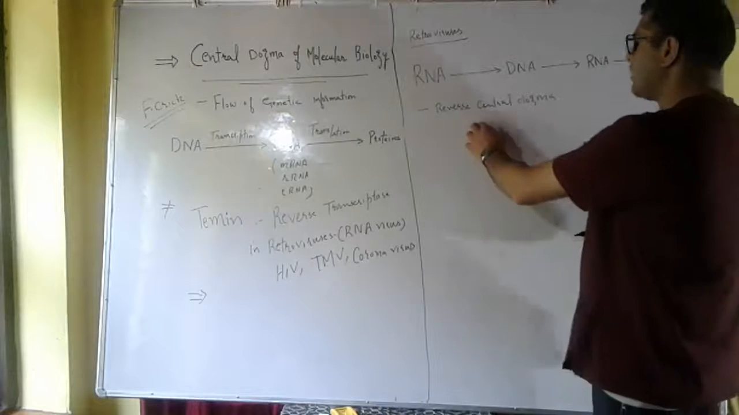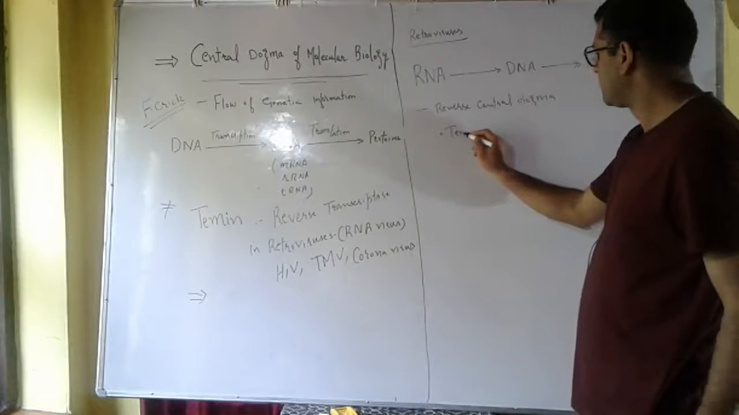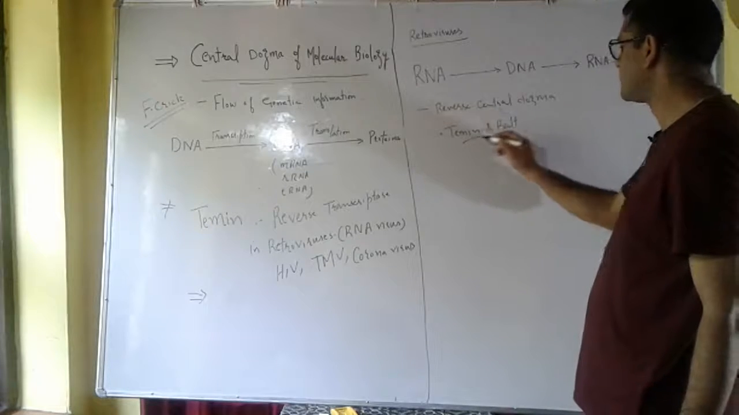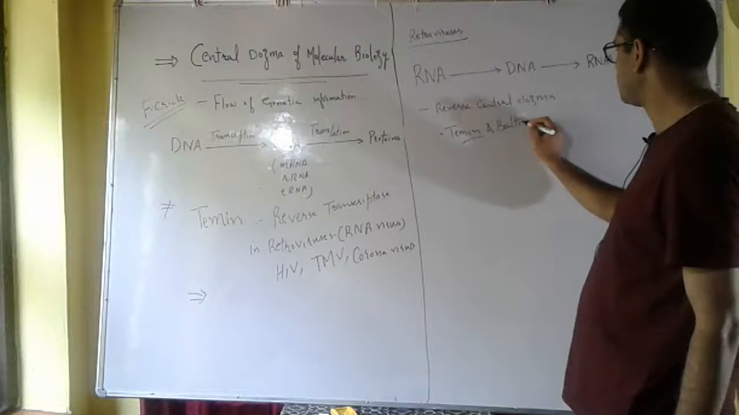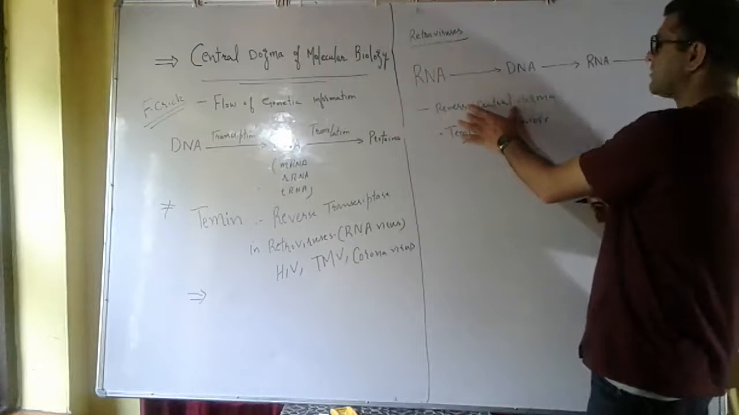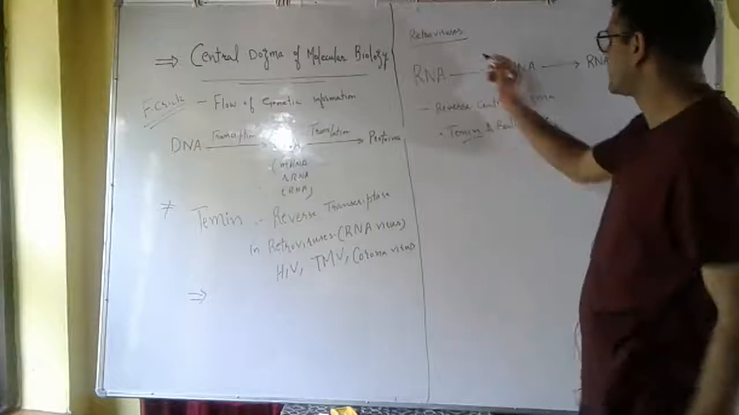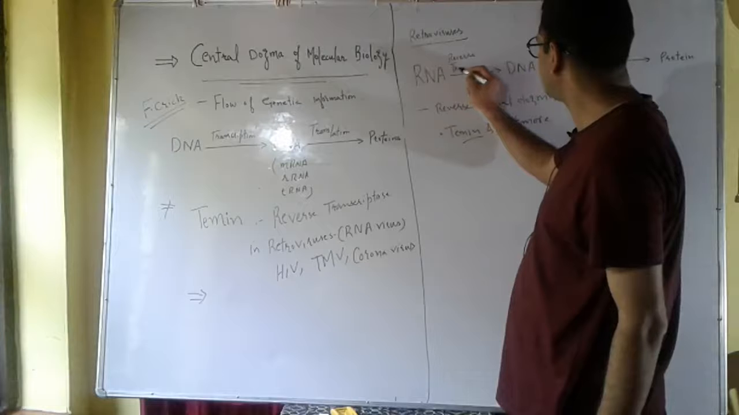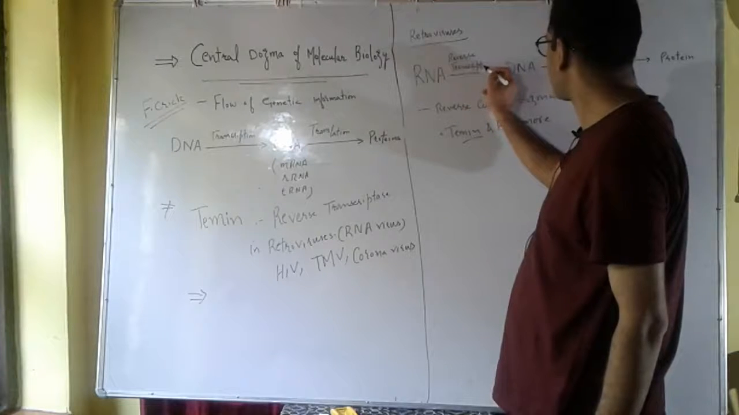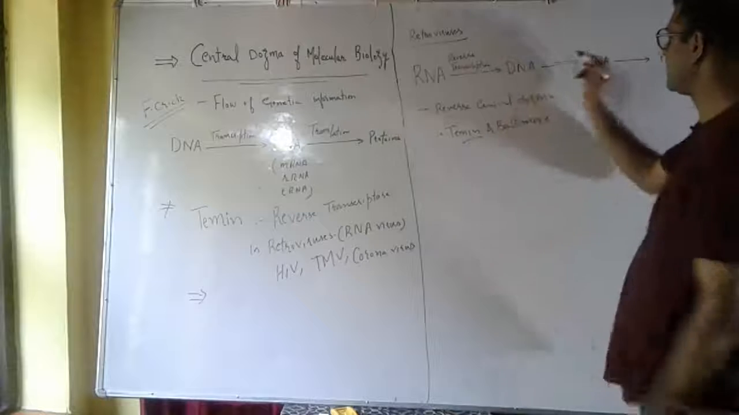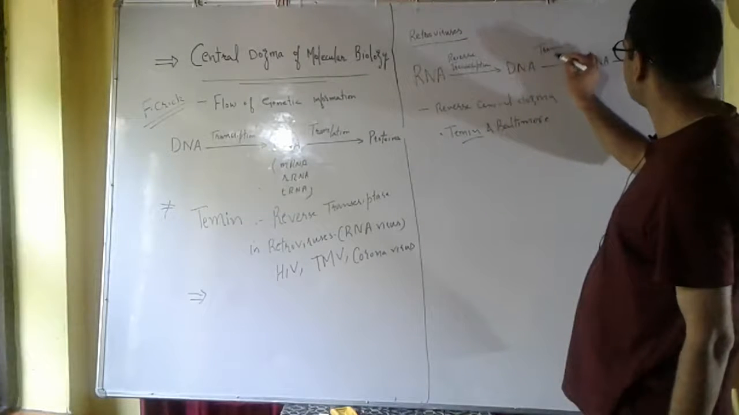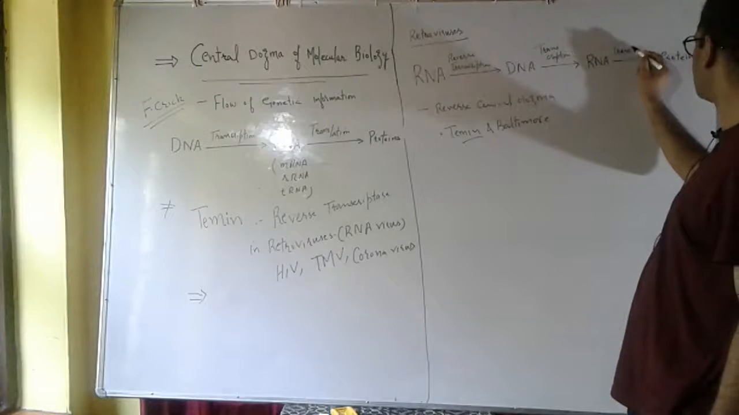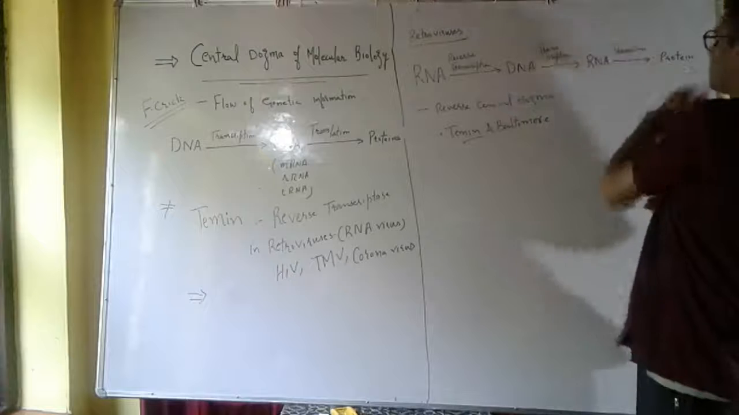The reverse central dogma was proposed by two scientists, Temin and Baltimore. Reverse central dogma means that RNA synthesizes DNA. This is called reverse transcription. Then DNA will synthesize RNA, which is simply transcription. And when RNA synthesizes proteins, it is simply translation.